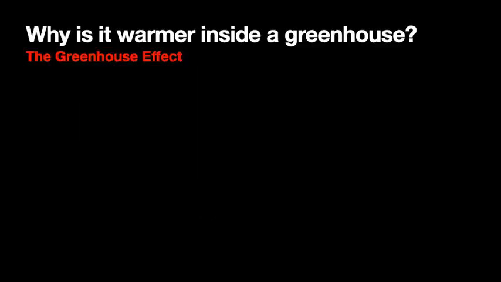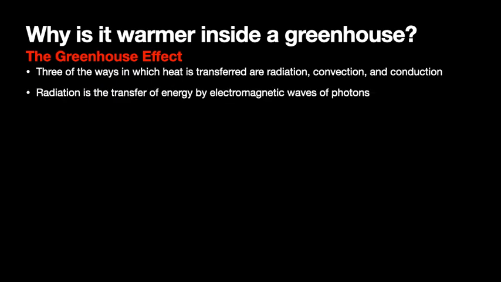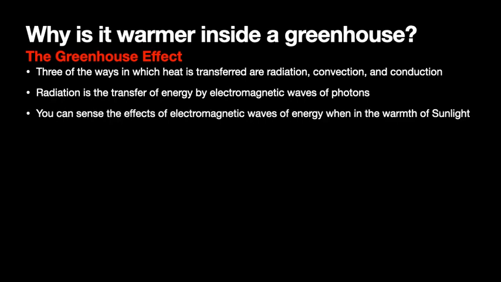What is it that causes the greenhouse to be warmer inside? Well, three ways in which heat is transferred are radiation, convection, and conduction. Radiation is the transfer of energy by electromagnetic waves of photons. You can sense the effects of electromagnetic waves of energy when in the warmth of the sunlight.